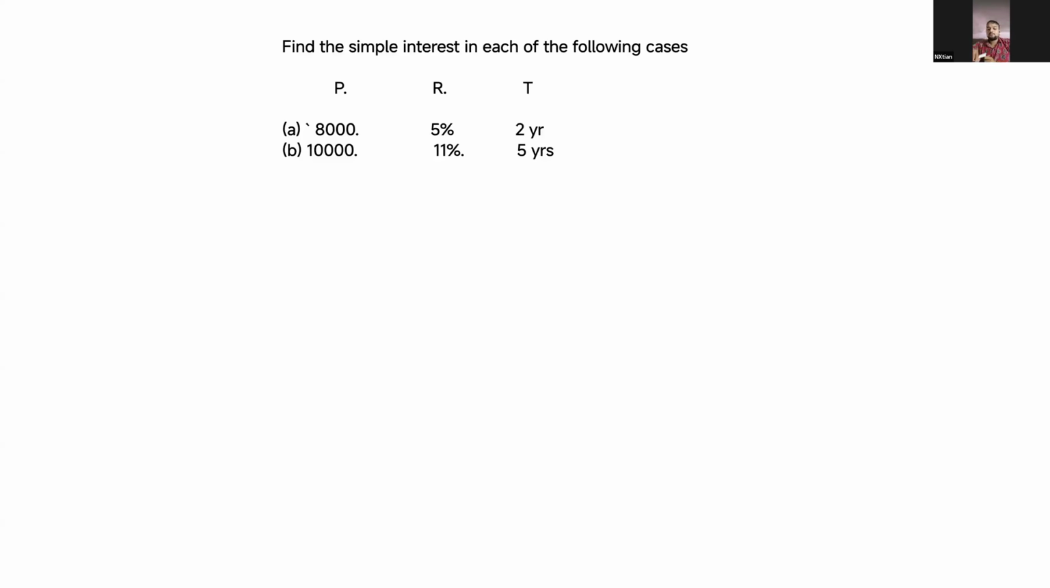Okay, this is the question. We have to find the simple interest in each of the following cases. First case: the principal amount is 8,000, rate of interest is 5%, and time is 2 years. So we have to put it in the interest formula, then add it to get the amount. Can you give it a try? Quickly do it. Simple, we have to use the formula to find the answer, nothing else.